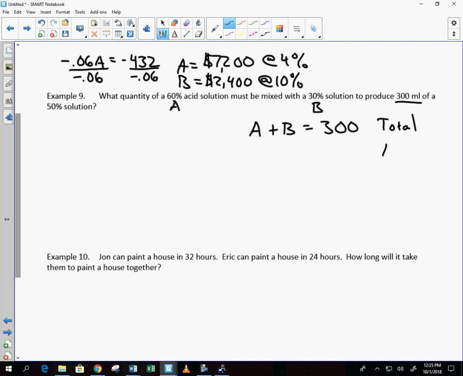Got to come up with a second equation. Second equation probably has something to do with acid. You want to take a guess at this one? What did you guys say at the end here? 0.6a plus 0.3b, but it's not equal to 0.5.